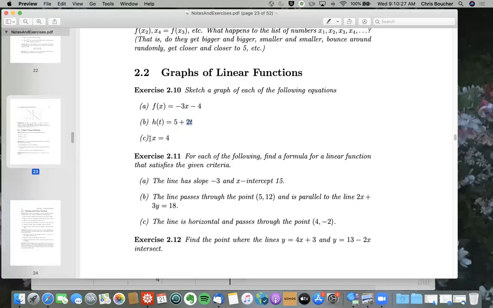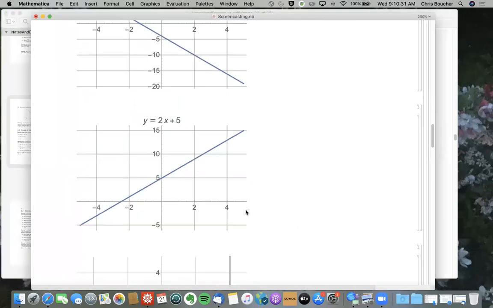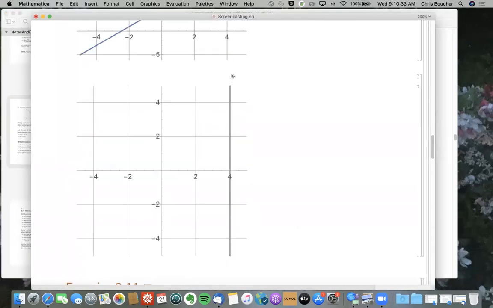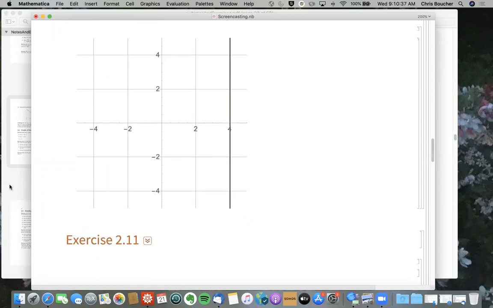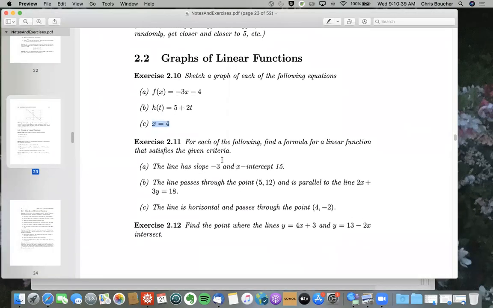And finally, x equals 4 is a special case. That's a vertical line through the x value 4. So here it is over here on the right, this dark line. Okay, 1 or 2 more exercises.